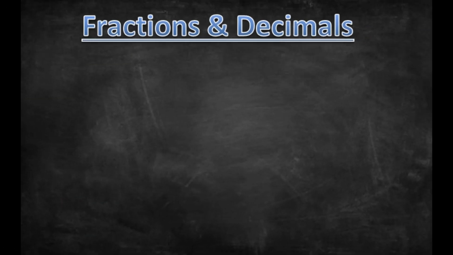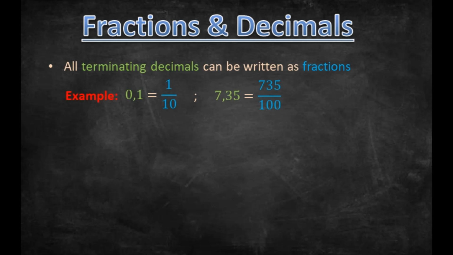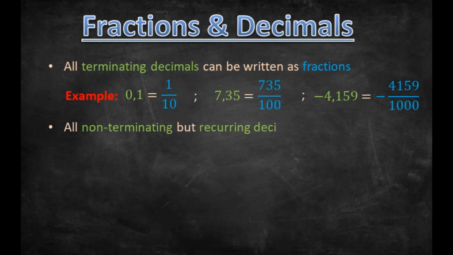We now want to put together some important facts about fractions and decimals. Firstly, all terminating decimals can be written as fractions. For example, 0,1 can be written as a tenth, 7,35 can be written as 735/100, -4,159 can be written as -4159/1000.